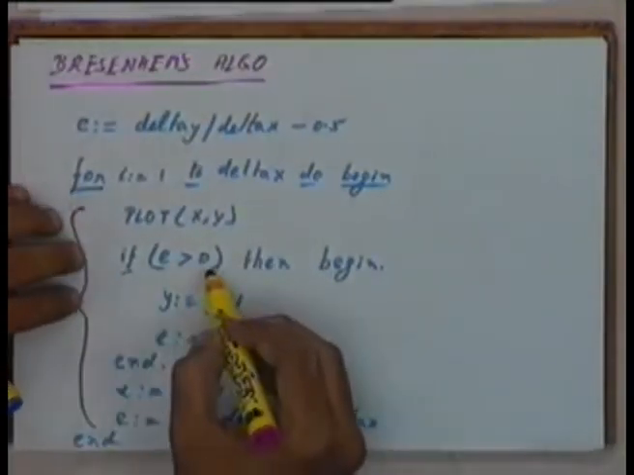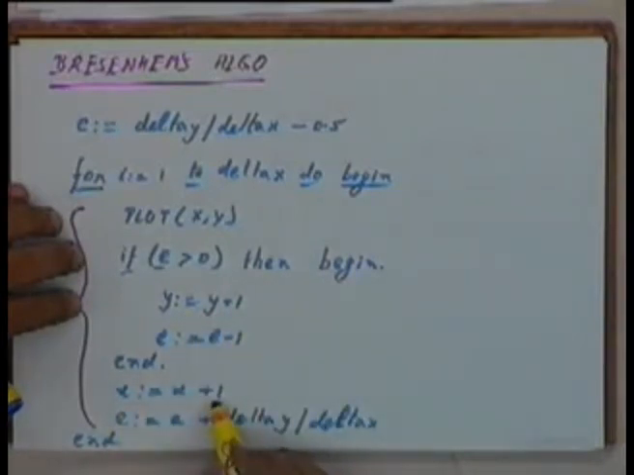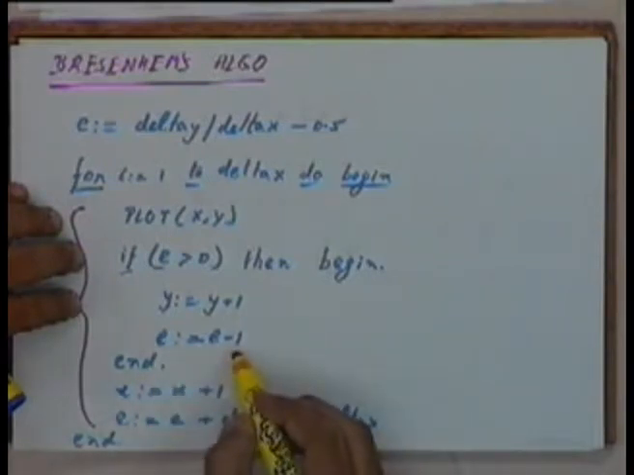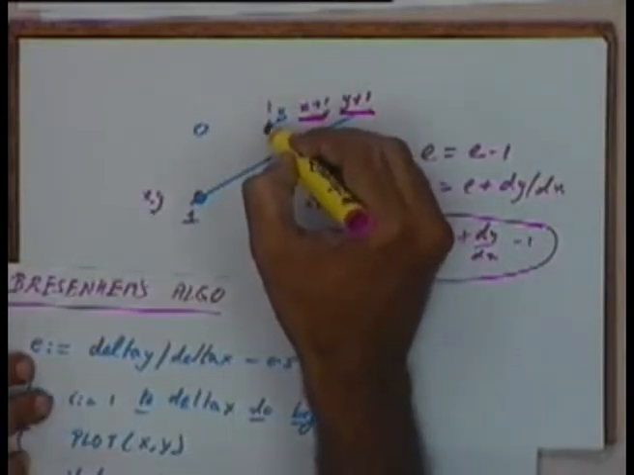Okay, so if the error is positive, y is becoming y plus 1, x is becoming x plus 1 and E is becoming E plus dy by dx minus 1, which is effectively what we want to do if pixel number 3 is to be displayed.